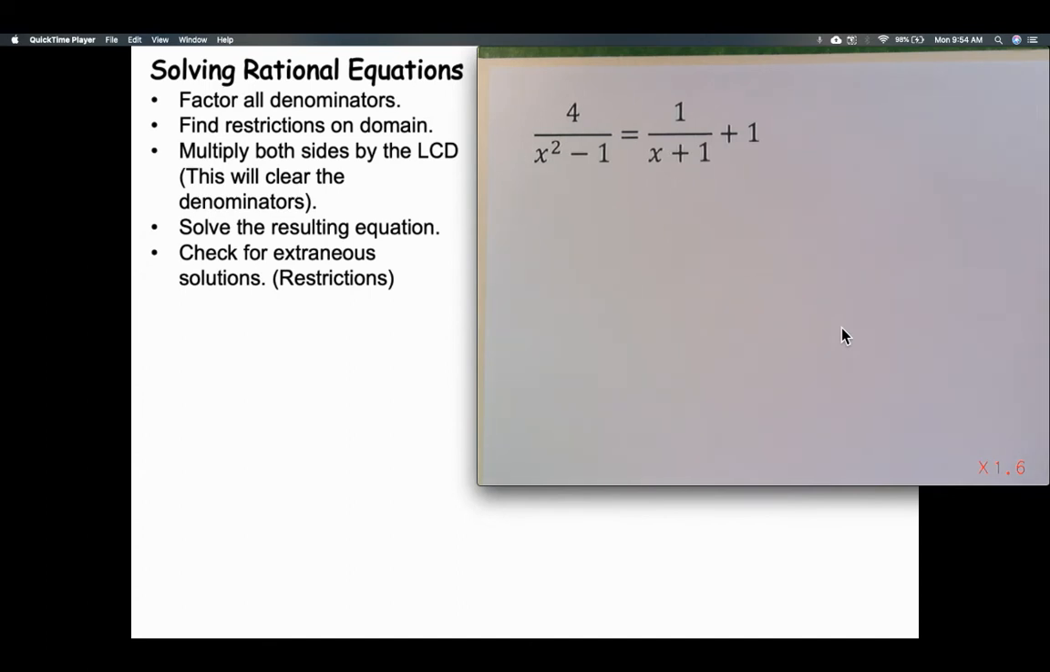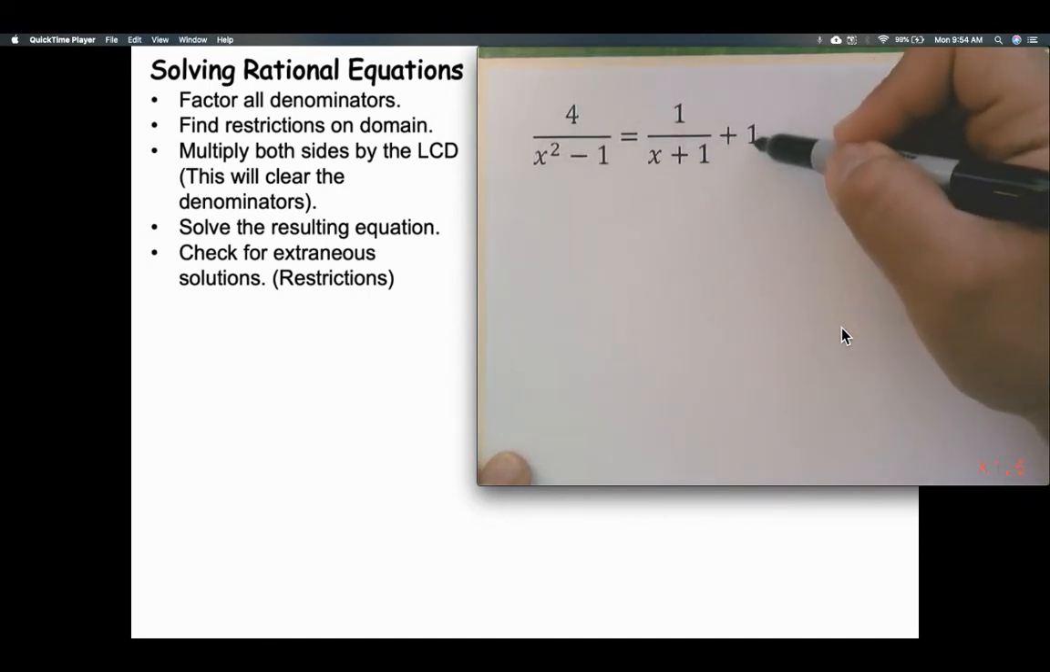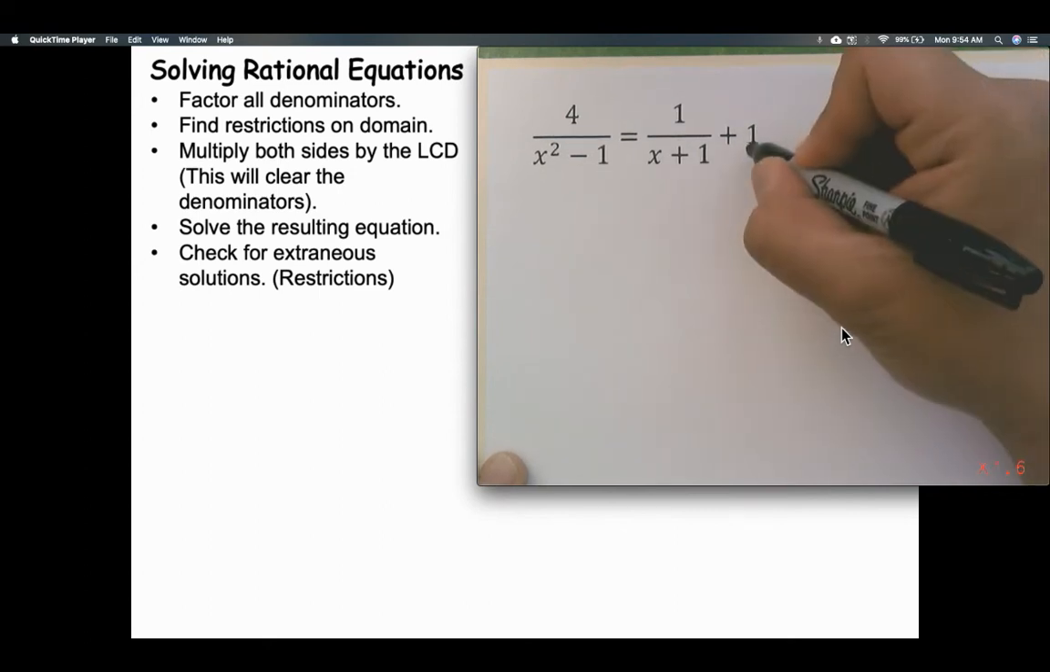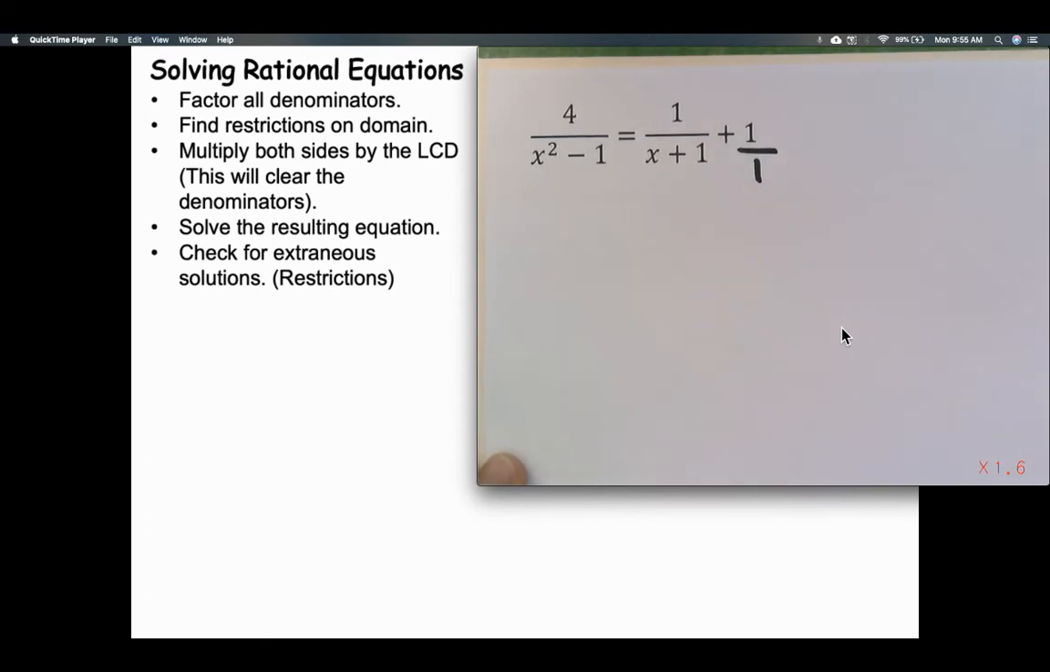All right, factoring all denominators. This one I noticed something though. If you notice, this 1 doesn't have a denominator. You can give it one if you want to. Don't really have to, but you can. So I'm going to factor each one of these.